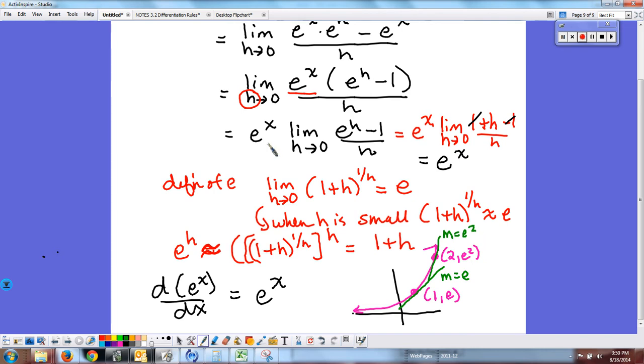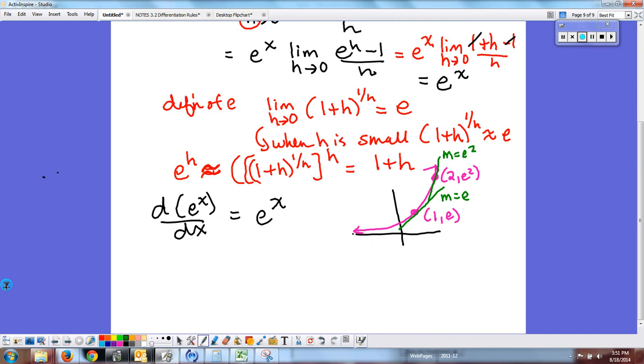It is the only function whose rate of change is itself. And that's an interesting phenomenon. But you will be using your e to the x for your derivatives. So, I mean, it's kind of a straightforward derivative when you see it.